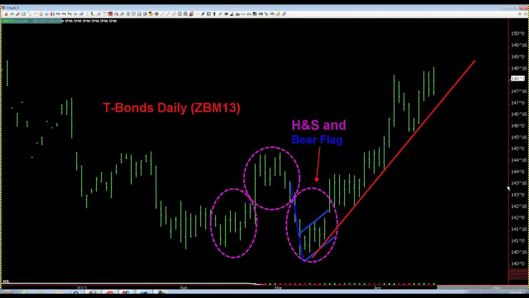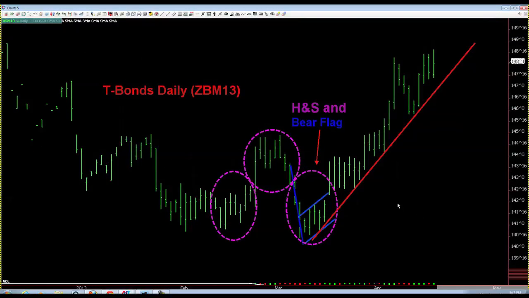Then we have the bond market. 30-year bonds. One of the reasons why I do my best to not take any calls in this market while the Fed is in it is because it does not adhere to technical analysis the way it used to before the Fed got involved. For instance, beautiful head and shoulders. It goes up. That's a bearish head and shoulders. It's a head and shoulders with a bear flag in the right shoulder.